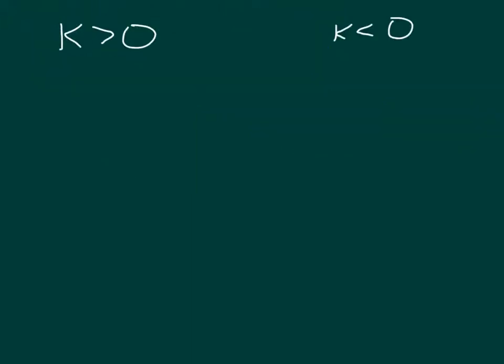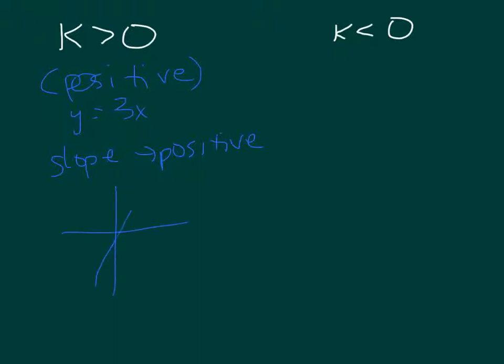Things can change. Our k can either be positive or negative. It doesn't matter if it's a decimal or fraction. We're talking about positive and negative here. So if k is greater than 0, so if it's positive, an example would be y equals 3x. And if it is positive, then your slope is going to be positive. So it will look something like this, passing right through the origin, or something like this.